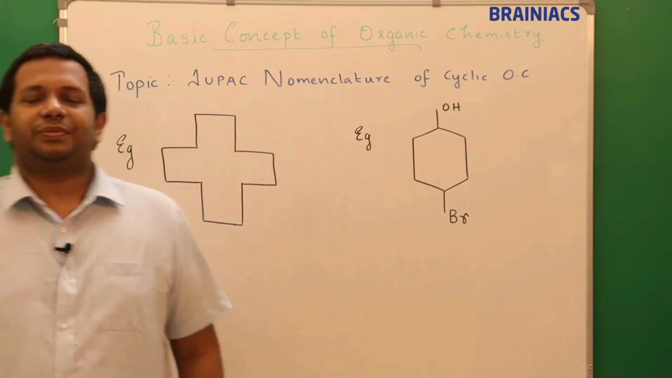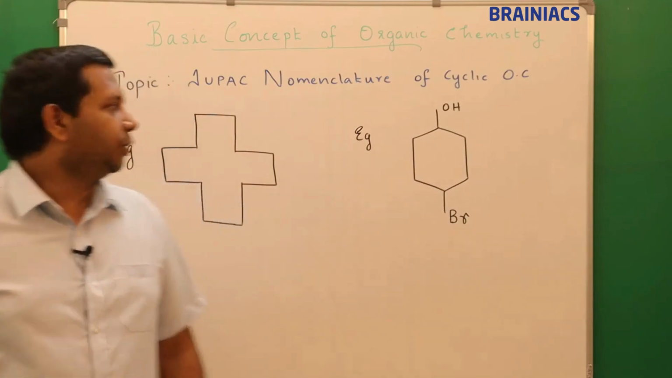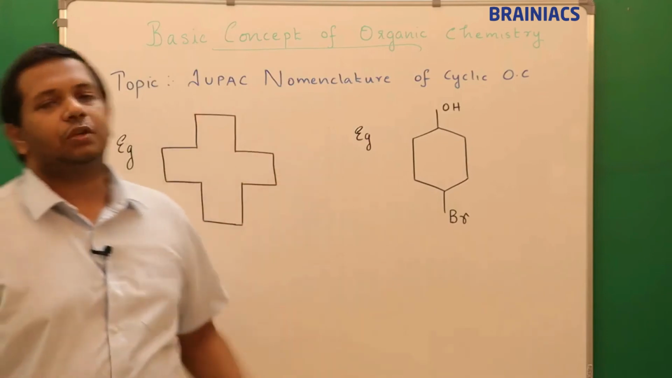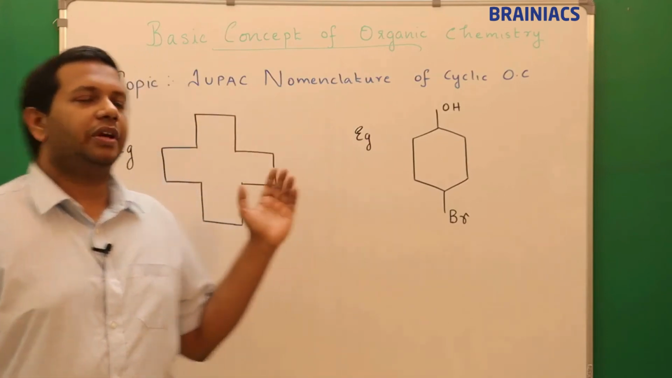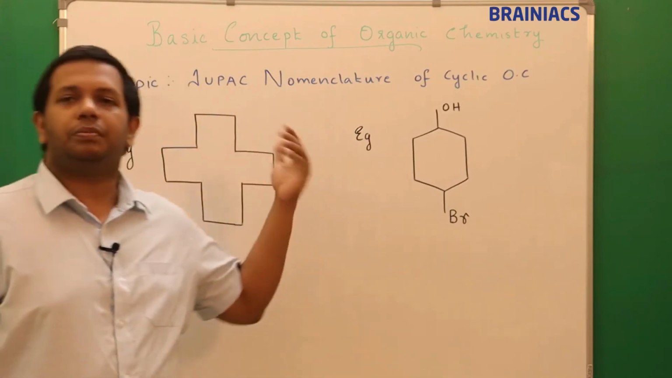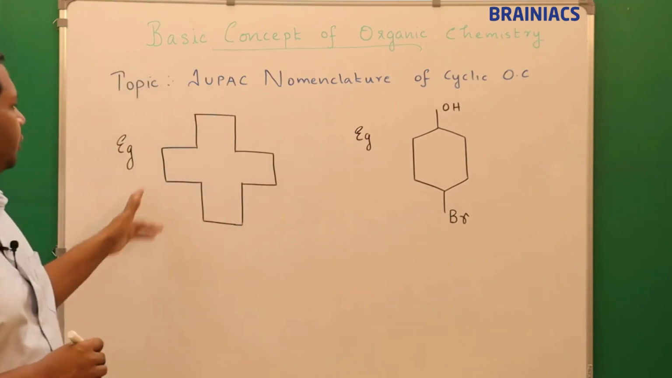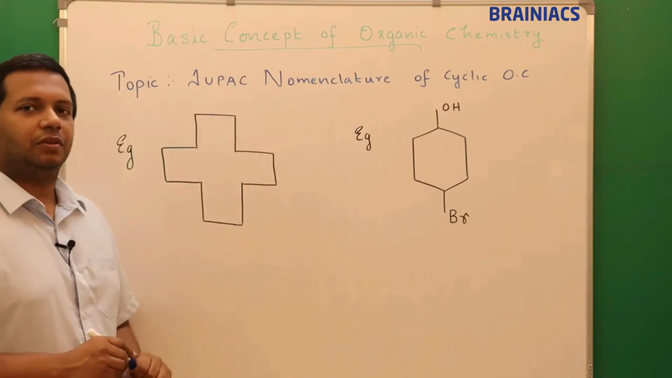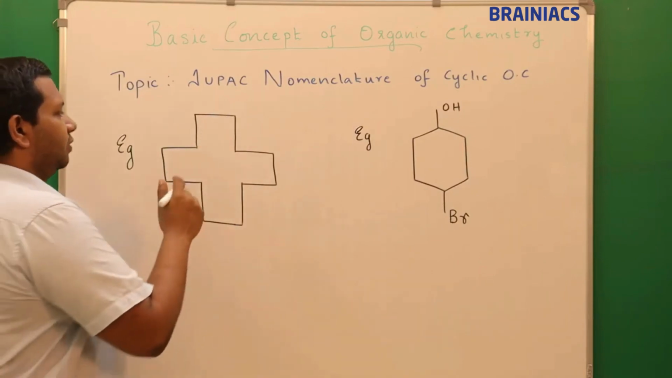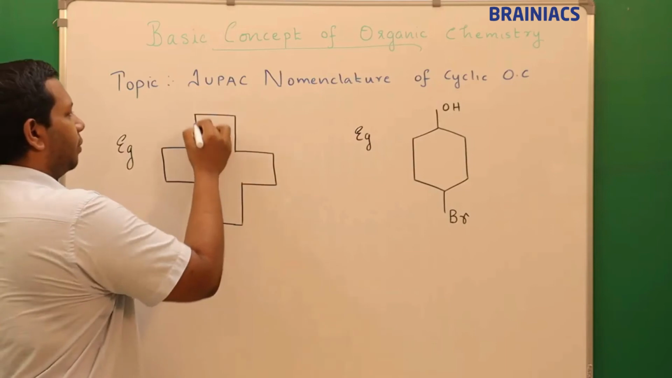Hi dear students, yesterday we were discussing the IUPAC rules for the nomenclature of cyclic organic compounds. Today we will start doing some problems based on the cyclic organic compounds concept. So you have the first question in front of you. Whenever you are given a cyclic compound, what is the thing you need to do? You need to identify the number of carbons.